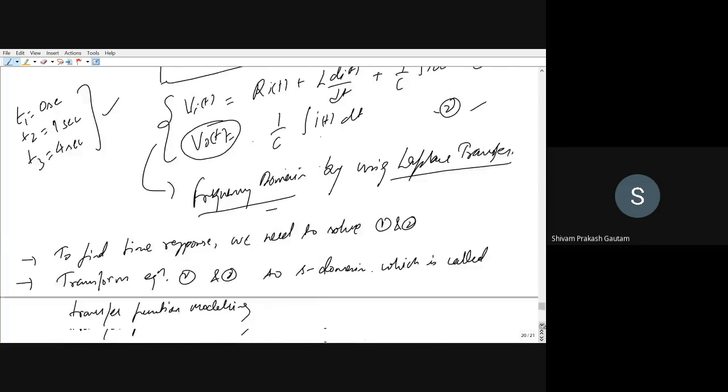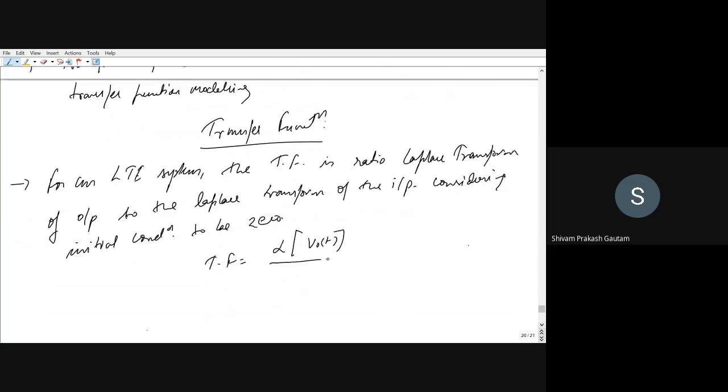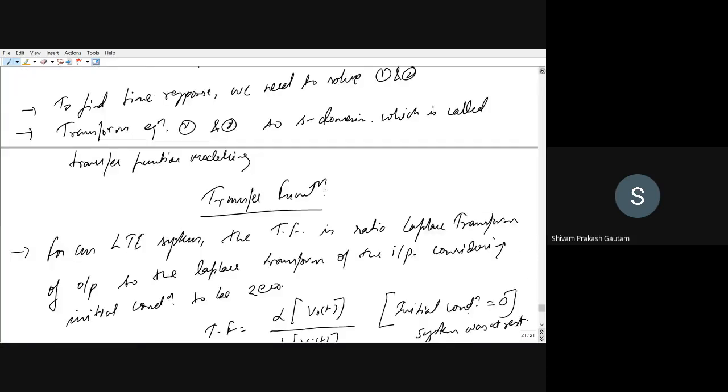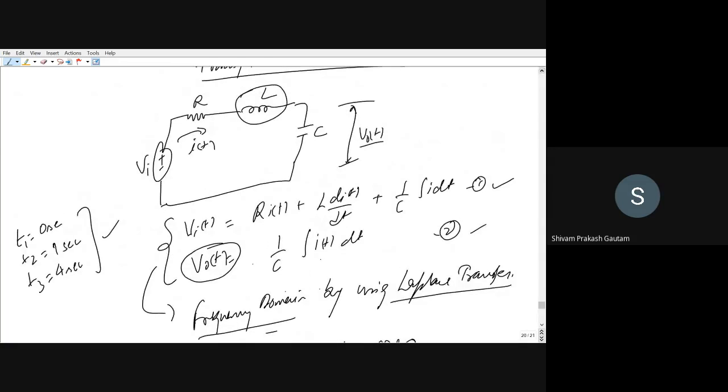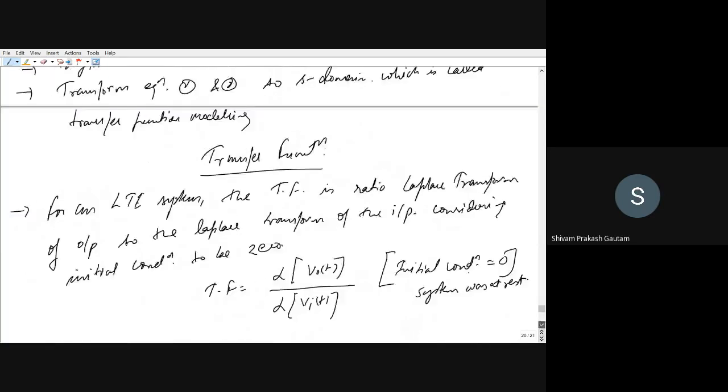So you can see, Laplace transform of V naught t upon Laplace transform of Vi t, considering initial condition to be 0. If I'm assuming that initial conditions are 0, that means the system was at rest. That means there is no current flowing in this circuit, and there was no charge present in this capacitor. That is the meaning of initial condition 0.